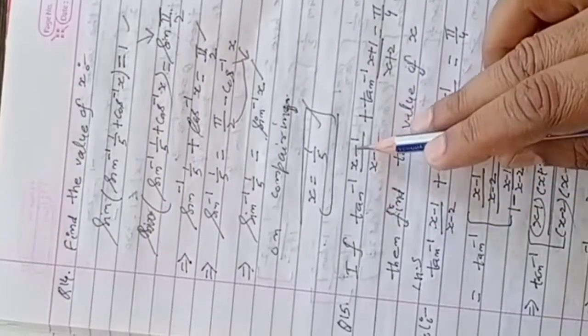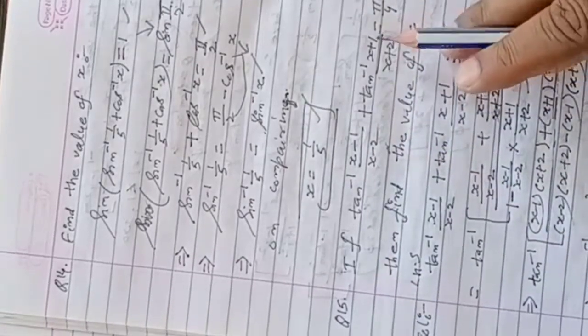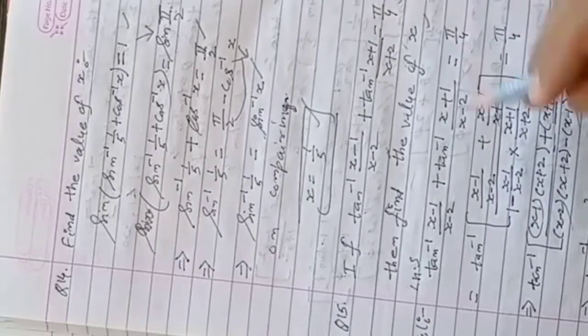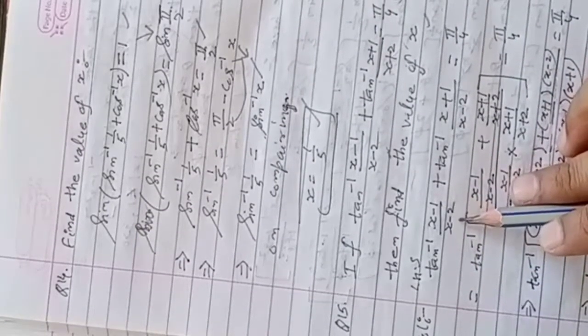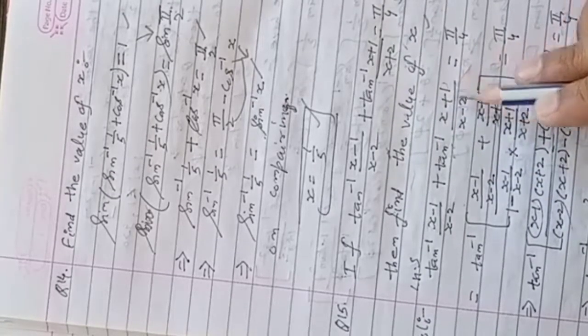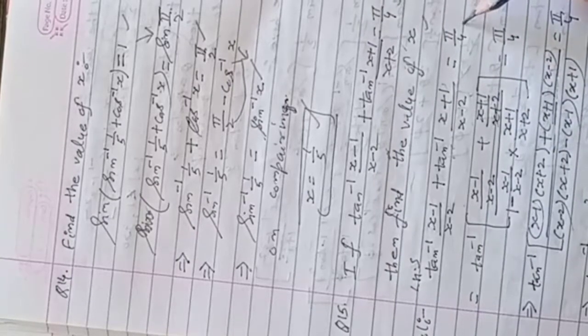15. If tan inverse (x minus 1) upon (x minus 2) plus tan inverse (x plus 1) upon (x plus 2) is equal to pi by 4, then find the value of x.